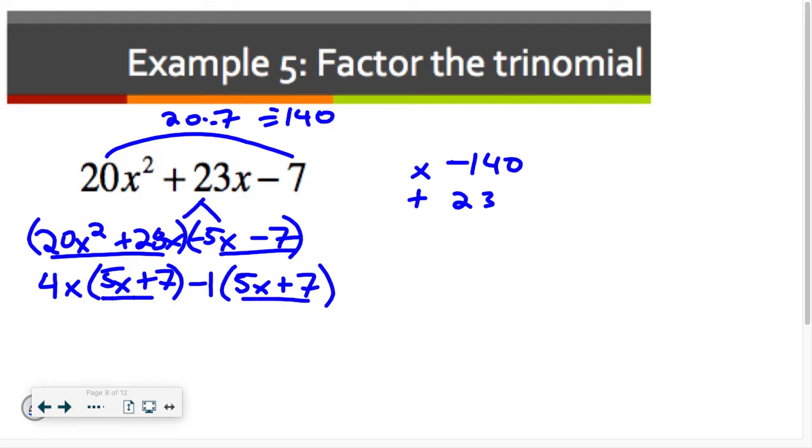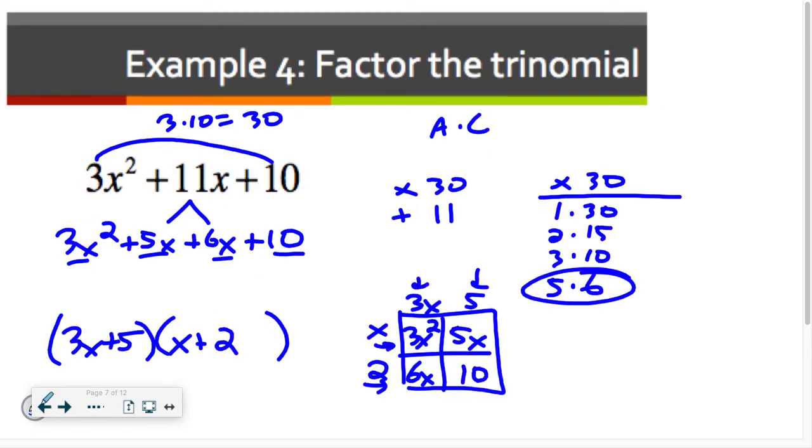Well, since these two match up, that is going to be one of my factors, 5x plus 7. My other factor is going to be made up of 4x and a negative 1. And there's my final factored form. I don't care if you want to do it with these parentheses or with the box method like this one right here. Do what makes sense.